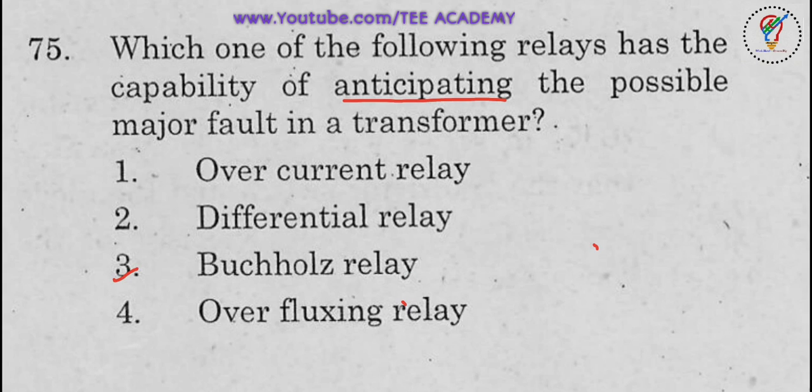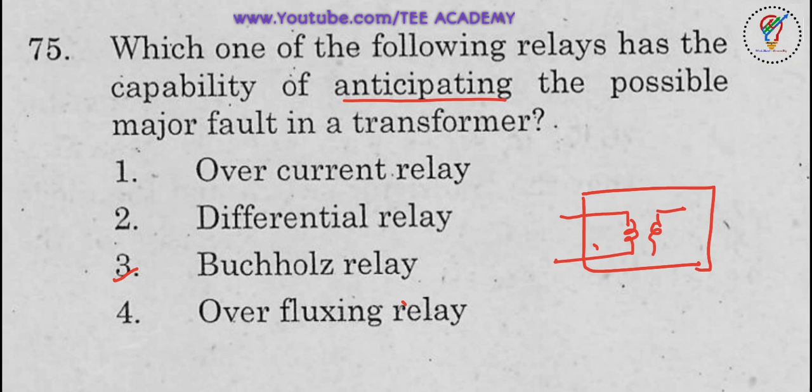So how does the Buchholz relay detect it? Actually, in a transformer, we assemble the transformer in the transformer tank. There we have a transformer winding like this, which is on the core like this. It also has oil inside. So this is the oil. We can call it transformer oil.